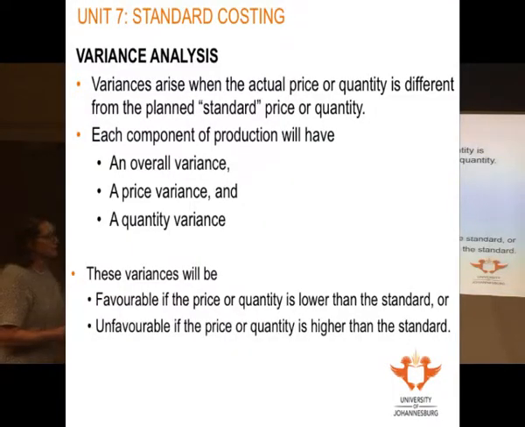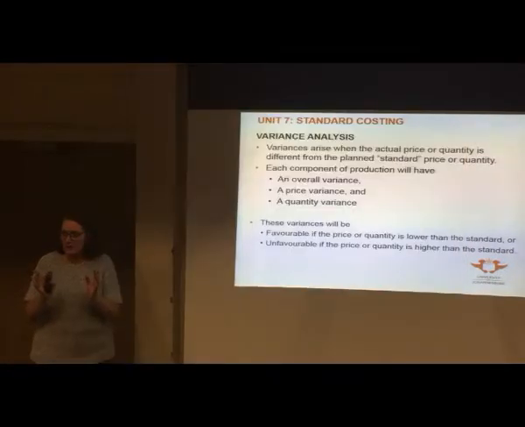So what we do is we flex the budget like I showed you last week, and then we compare the flexed budget to the actual cost. That will give us an overall variance, and then we can break that into a price and a quantity variance. This is what we're going to do tonight. This is the tricky bit, and it involves formulae, but I'm going to show you how to set it up.